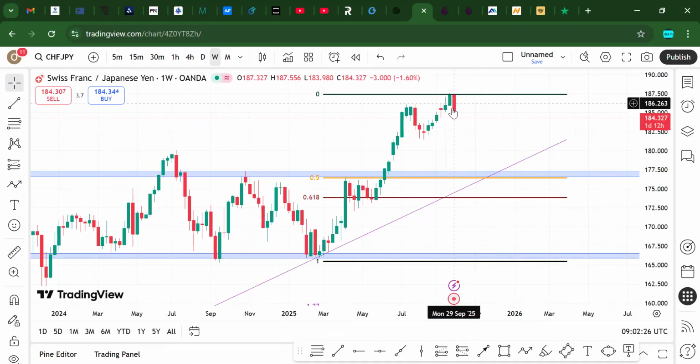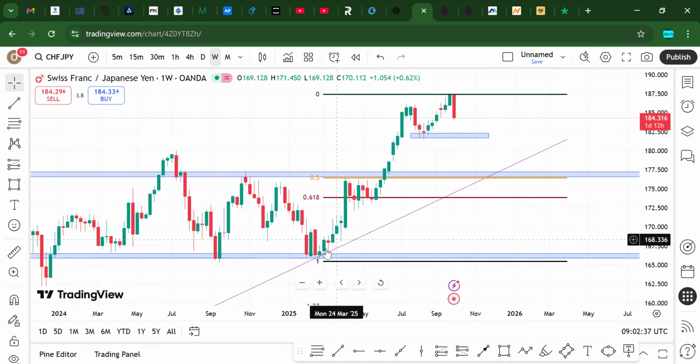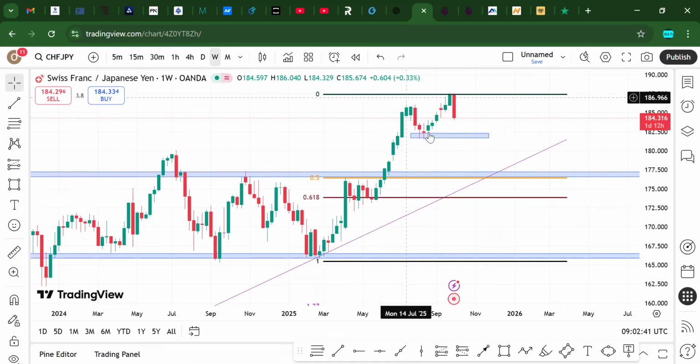Even if we are seeing this big red candle pushing downwards, another thing that should be of importance to us would be this level. Now, why do I say this level? If we look at the market structure, we have a higher high, a higher low, a higher high, a higher low. This is a valid higher low because it ended up producing a high.